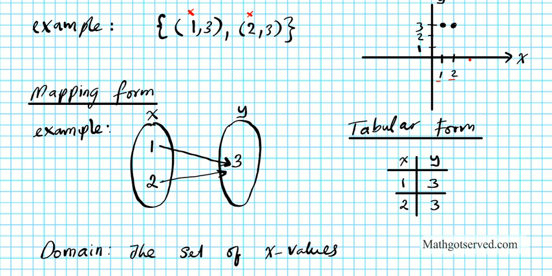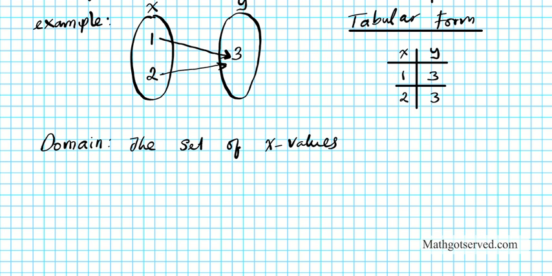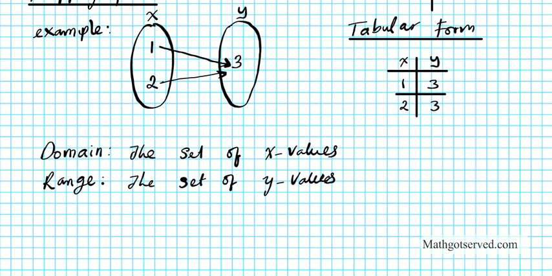All right, how about range? What on earth is the range? Since domain is x, guess what? For ordered pairs, the range is going to be the set of y values. The set of y values basically generates the range of your relation, okay?